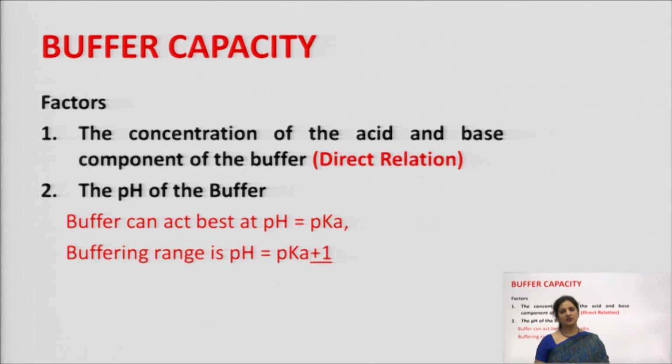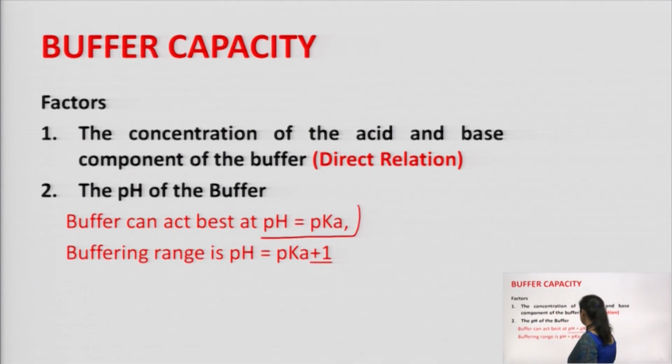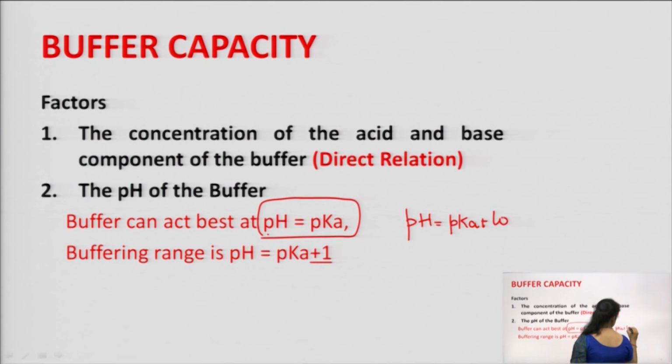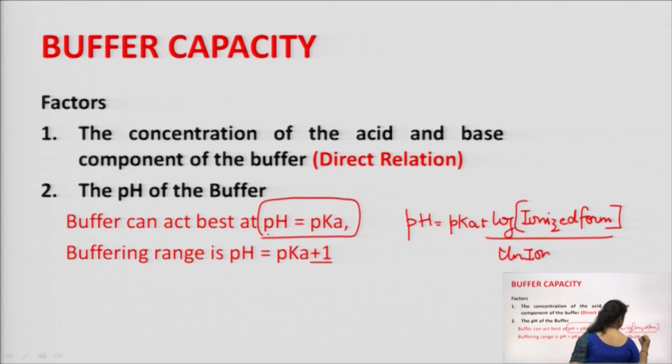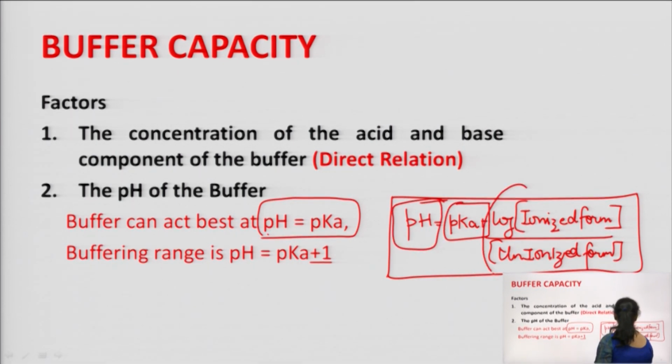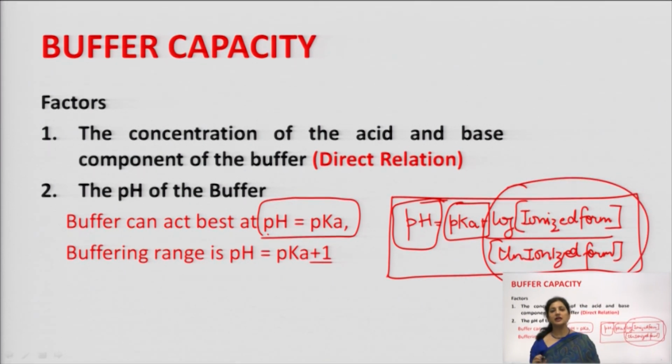The other factor on which the buffer capacity depends is the pH of the buffer. Buffer is going to act best when pH is equal to pKa, and the buffering range is pH equal to pKa plus or minus 1. You remember we did the equation that pH is equal to pKa plus log of ionized form upon unionized form. We did this equation, the Henderson-Hasselbalch equation, for a weak acid. So, what I am telling here is when pH is equal to pKa, it means this entire term, log of ionized form upon unionized form, is 1. It means the acid is half dissociated.